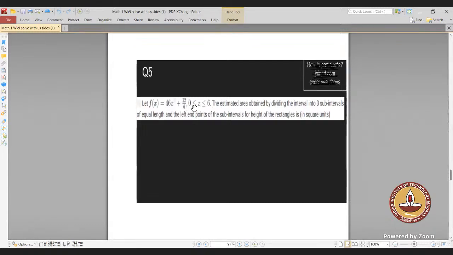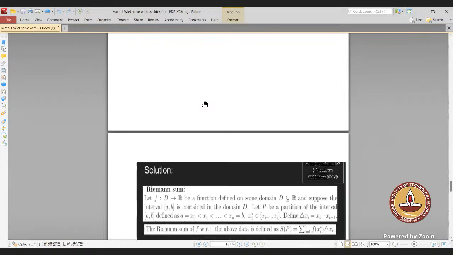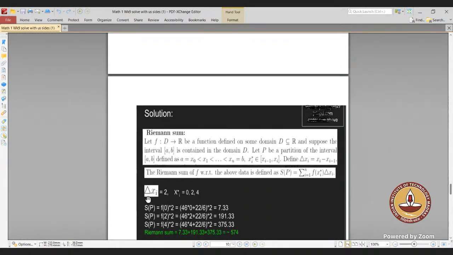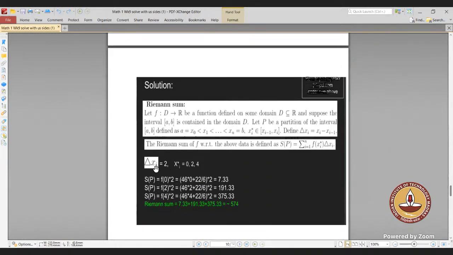If 0 to 6 is divided into 3 equal parts, then each of them would be of length 2, right? So what will be the delta xi then? It will be 2, right? And you can see from this definition, xi star would be 0, 2, and 4, right? So this is the xi star and this is delta xi.